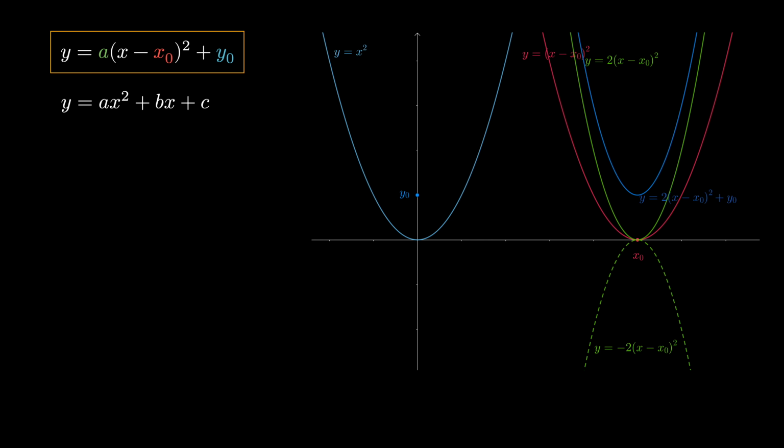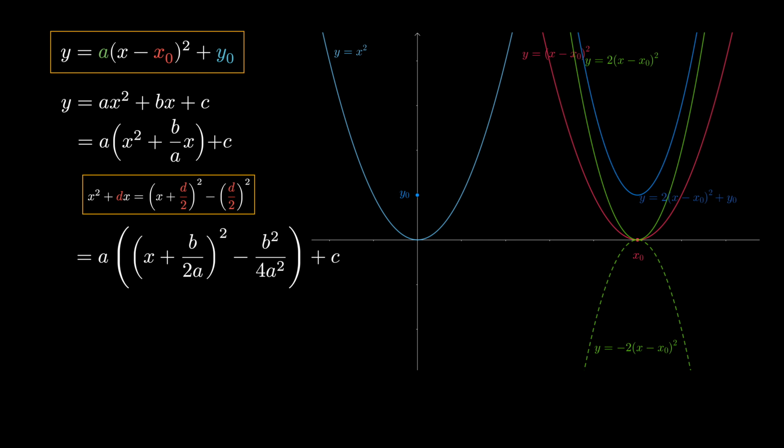First, we factor an a out of the first two terms, which would give us x squared plus b over a times x in parentheses. And then we take that and apply the formula for completing the square, which gives us this. That's the formula for completing the square, which you can see is true by expanding out the terms on the right-hand side.